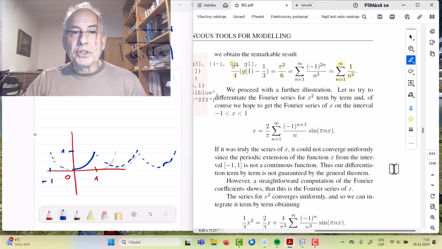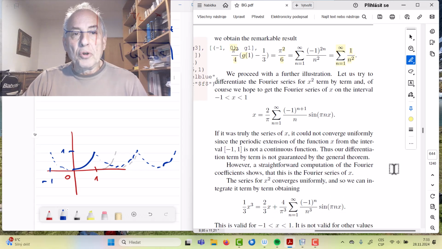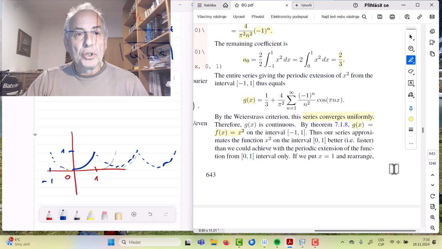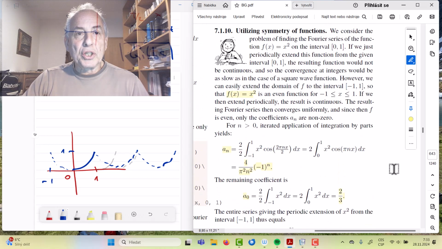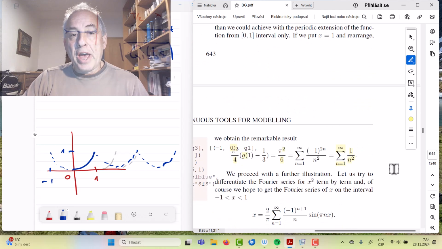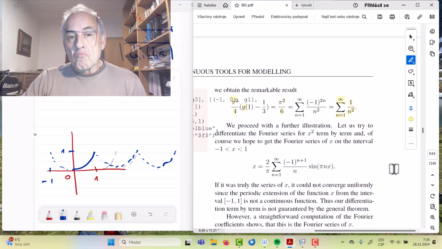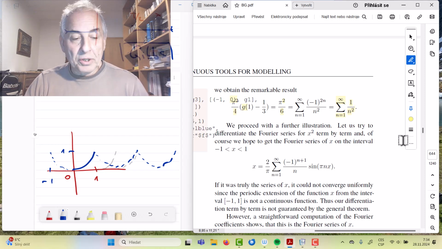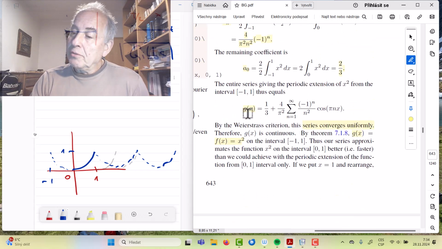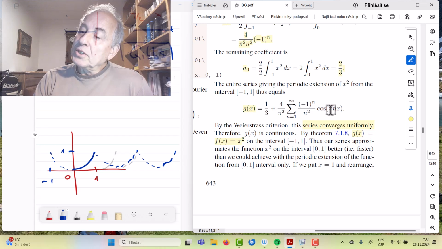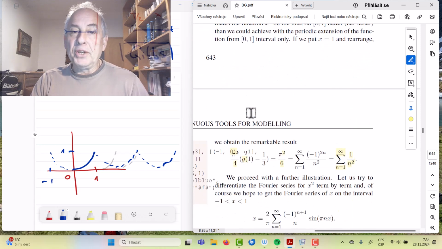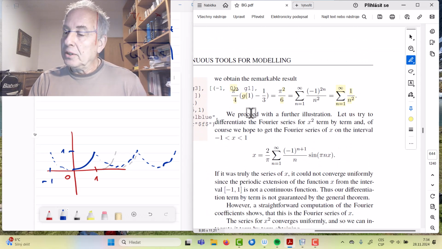We can go on a little bit. We have got the x squared, and now we want the function x. So how shall we get x? We can get it because we know that the function g, which is x squared, is given by a series which converges uniformly. So we can get x by differentiating. So definitely you see immediately that x must be this one.